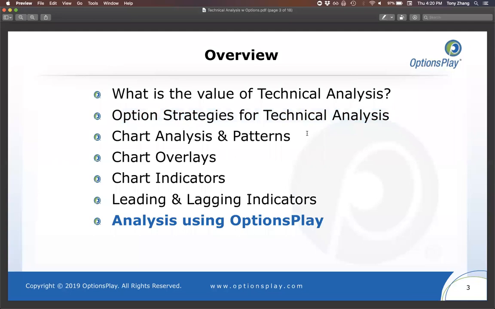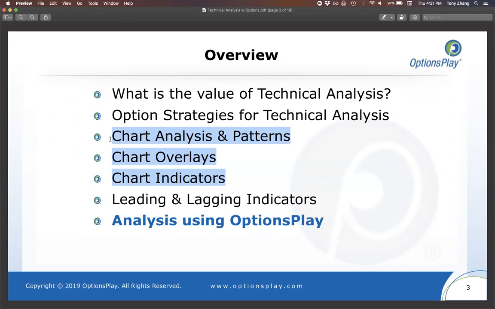Now, like I said, there are many different forms of technical analysis. I can't possibly even begin to touch the tip of the iceberg, but the 3 main categories that I will go over start with chart analysis and patterns. This is the simplest form of technical analysis that you typically start with, which is simply price action analysis, looking at the price and from that gaining a directional view. Next, I want to look at chart overlays. These are indicators that overlay the price chart, such as moving averages and Bollinger Bands.